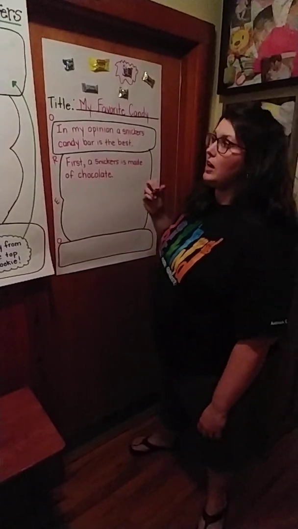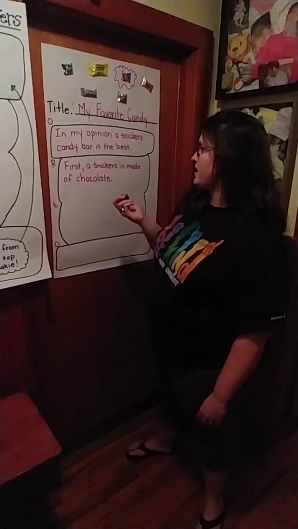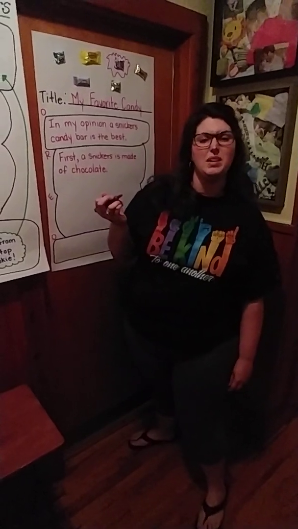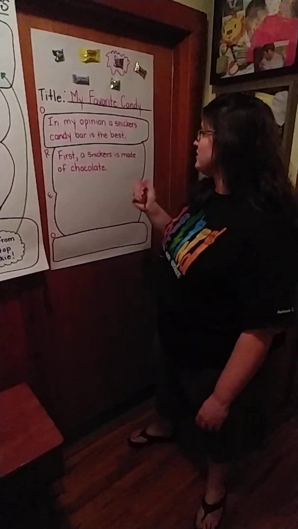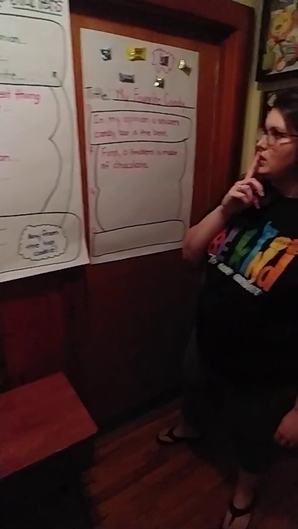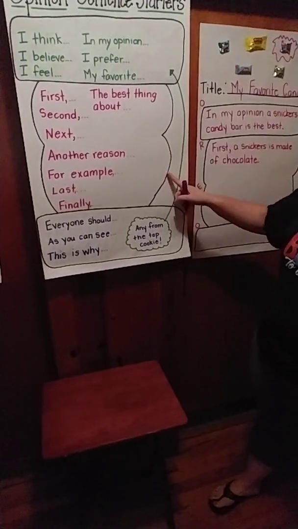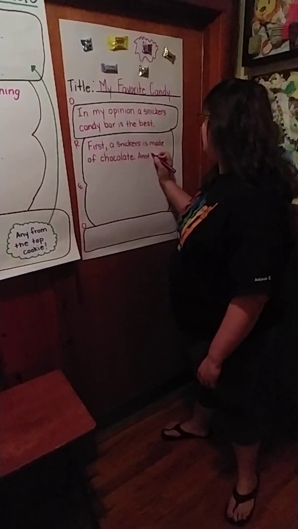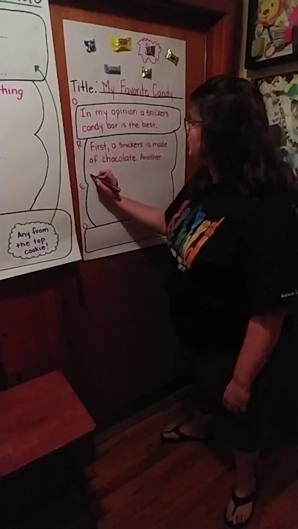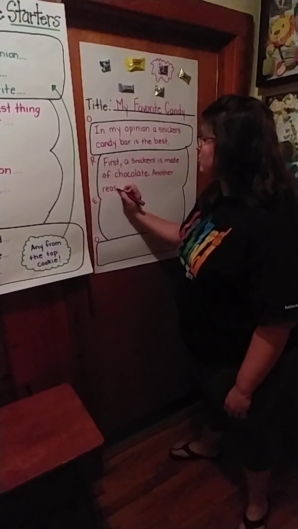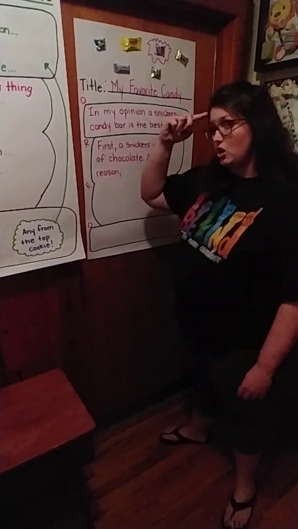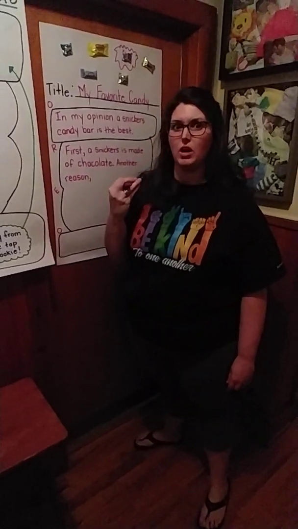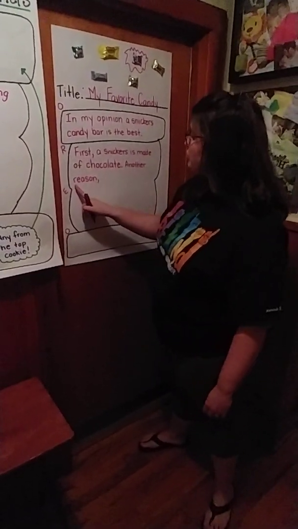Now, I could give some other reasons too. I think I want to say there's some other things that a Snickers bar has in it. There's like peanuts, and it's real creamy. It's got caramel in it. Okay, so let's see. I want to use some other transition words, some other sentence starters. I think I want to say another reason. Another reason. And remember, if you think it, you can write it. So I just thought it. I'm going to say it out loud, and I'm going to say it as I write it because that helps me to remember not to forget. Okay? So another reason.